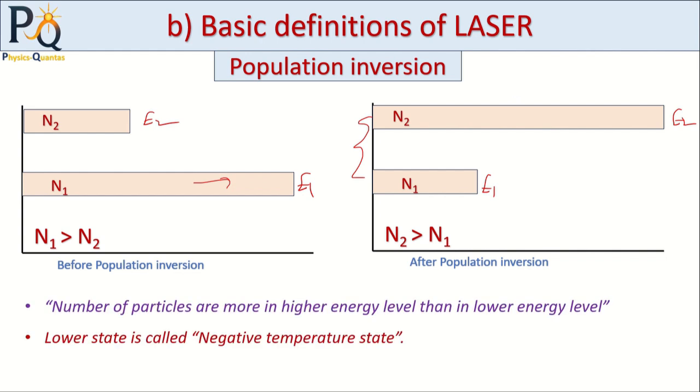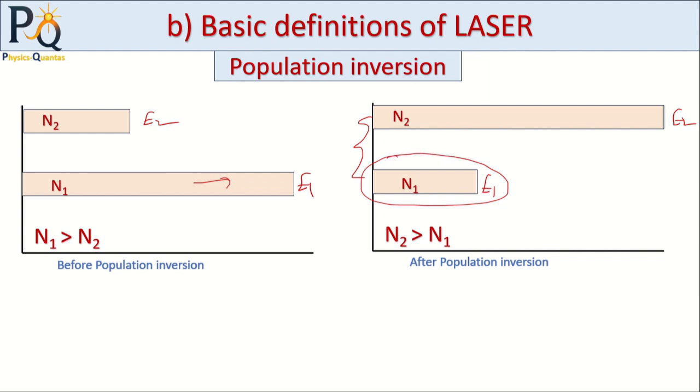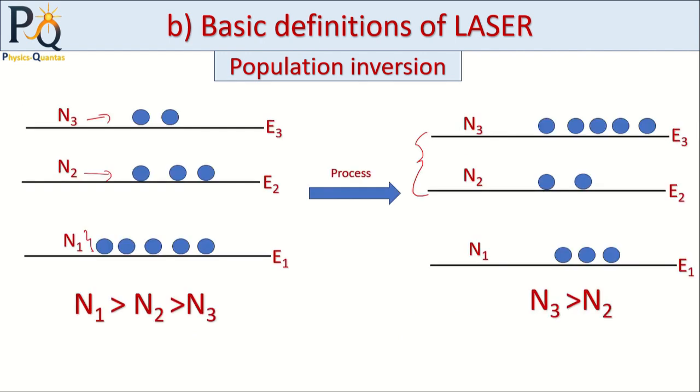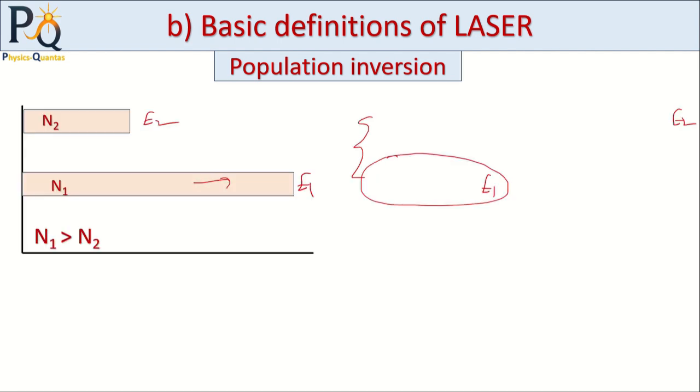And here the number of particles is more in the higher energy level than the lower energy level, and in that case the lower state is called the negative temperature state. So here this E1 is called the negative temperature state. In the previous slide, in that case E2 is the negative temperature state. When population inversion takes place, the lower state is called the negative temperature state.